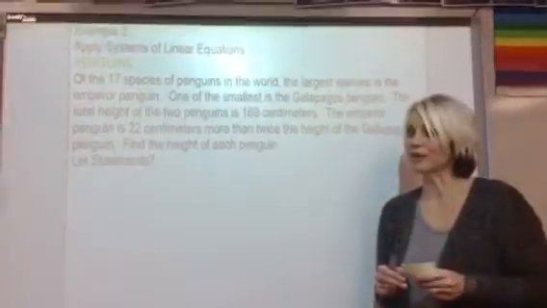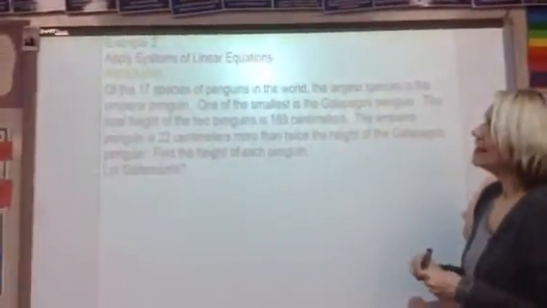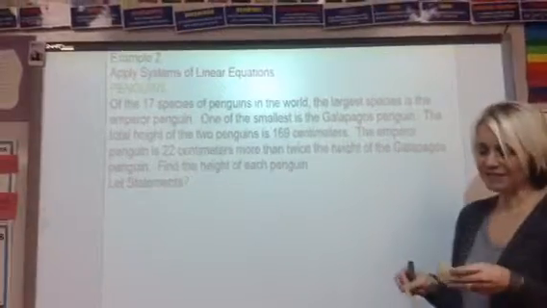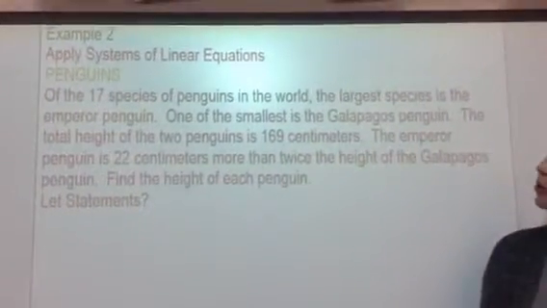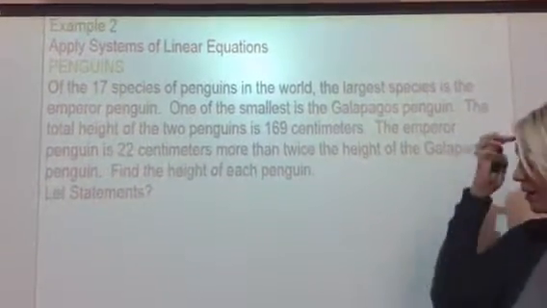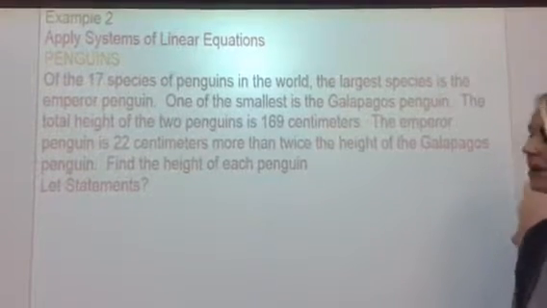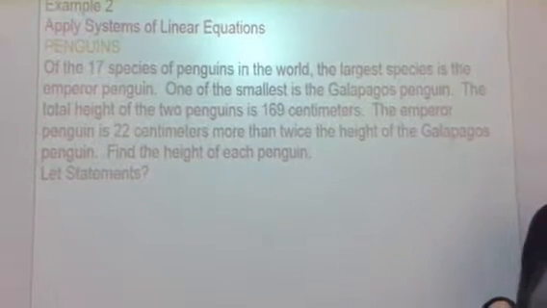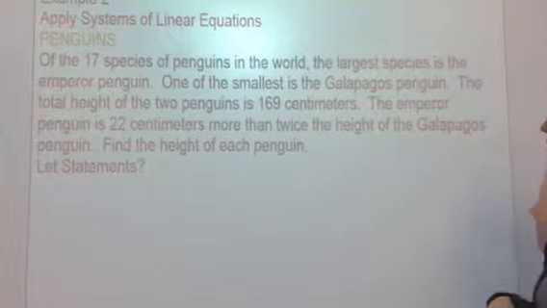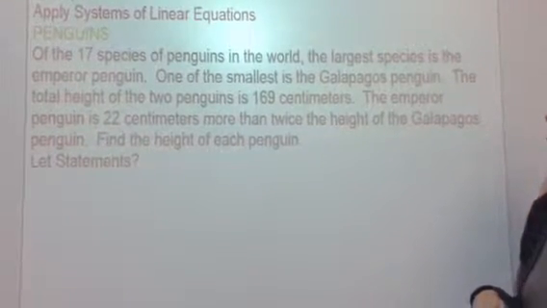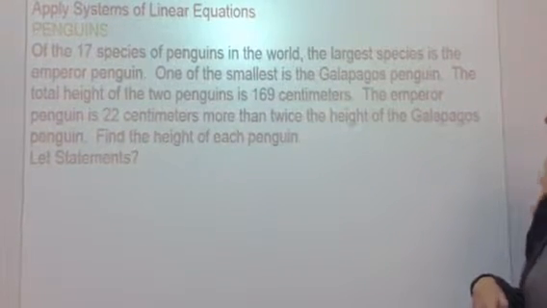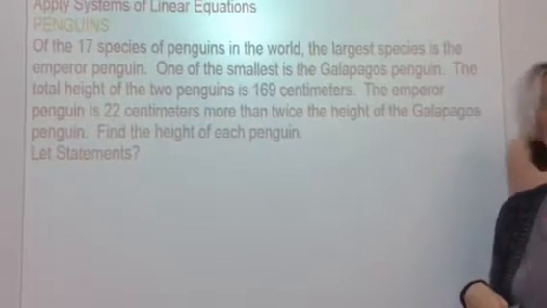All right, here we go, real world problem. This one's called penguins. Of the 17 species of penguins in the world, the largest is the emperor penguin. One of the smallest is the Galapagos penguin. The total height of the two penguins is 169 centimeters. The emperor penguin is 22 centimeters more than twice the height of the Galapagos penguin. Find the height of each penguin.